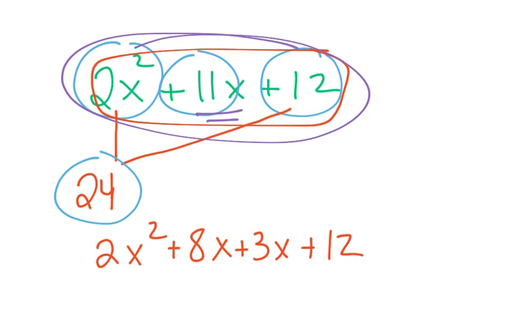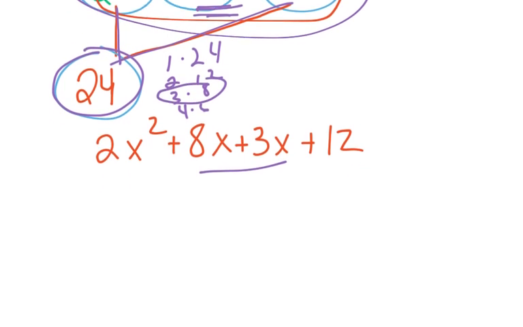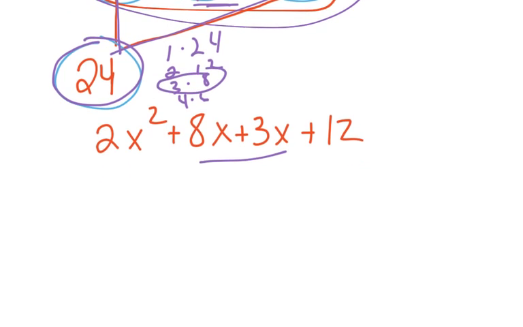And we get those magic numbers by looking at a times c and finding two numbers that multiply to be 24, add to be 11. So the possibilities we had were 1 and 24, that didn't add to 11. We had 2 and 12, that doesn't add to 11. We had 3 and 8, that does add to 11, and 4 and 6. So 3 and 8 is our combination. Now, once you have that, you're going to group it.